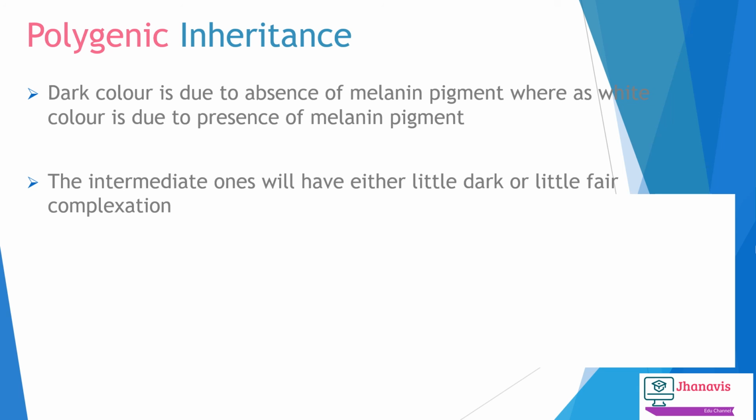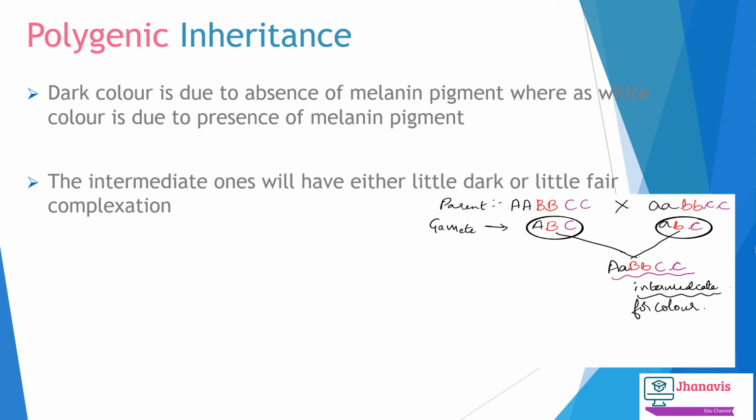To explain this, you may see here there is a cross where I have written the genes AABBCC, which is crossed with aabbcc, where one is capital and another one is small letters. The gametes which are produced will be ABC capital and abc small. When these two are crossed with one another, you can see the F1 generation with capital A, small a, capital B, small b, capital C and small c, indicating the F1 generation to be an intermediate where the melanin pigment is 50% present. They will show an intermediate color between the white and the black.